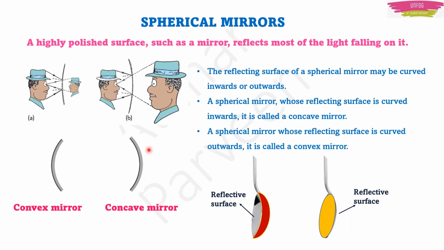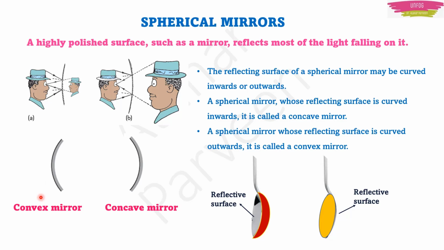For example, this is a concave mirror. Here the outside portion is polished. Here it is gray and here there are black lines. The inside surface is polished, so light falls on the inside surface. So we call it a reflective surface. So in a concave mirror, the image formed of the object is enlarged.